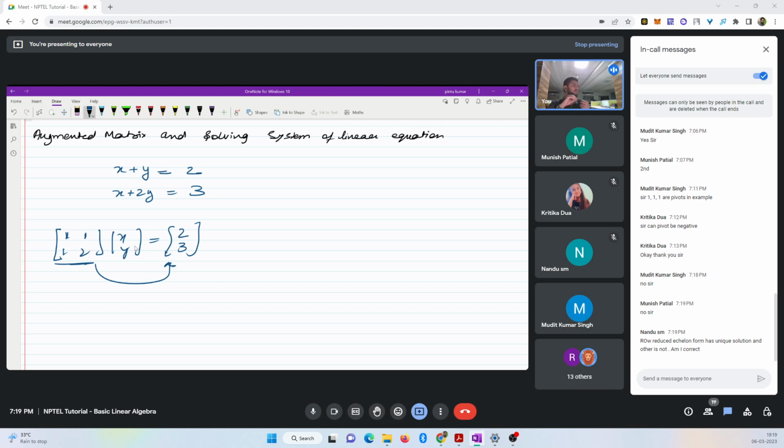Yes, Nandu, you are correct. Row reduced echelon form is unique, but a row echelon form is not unique.